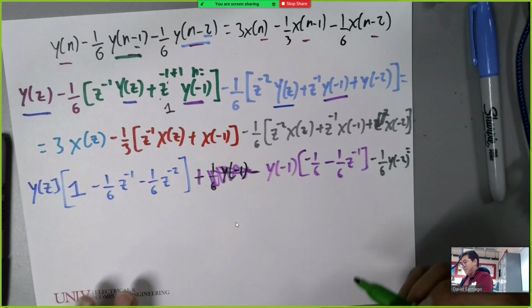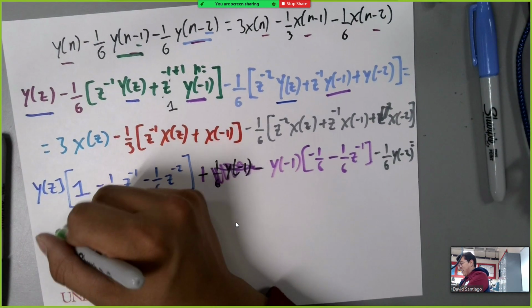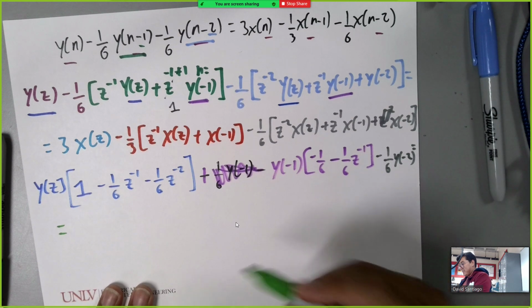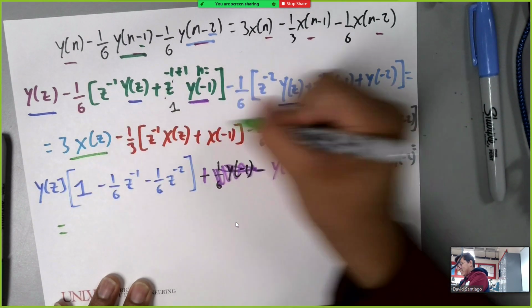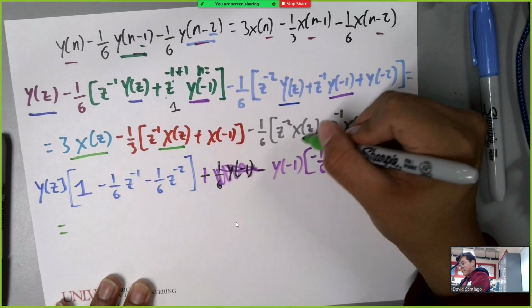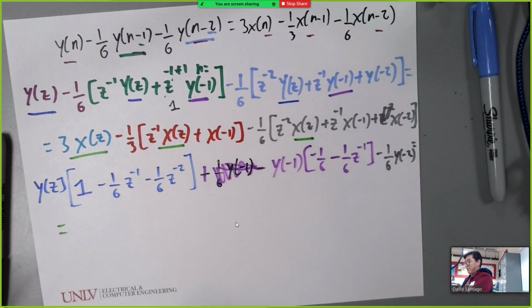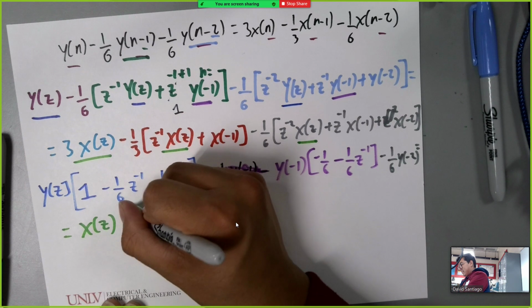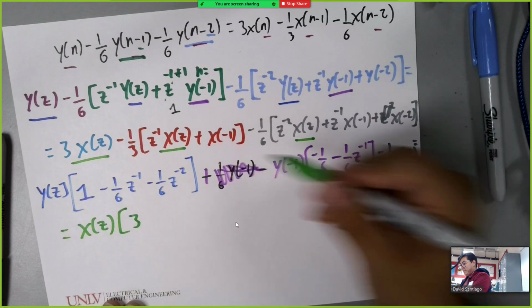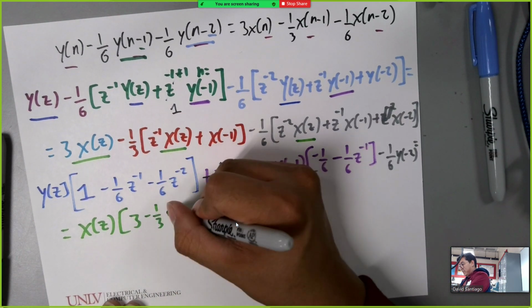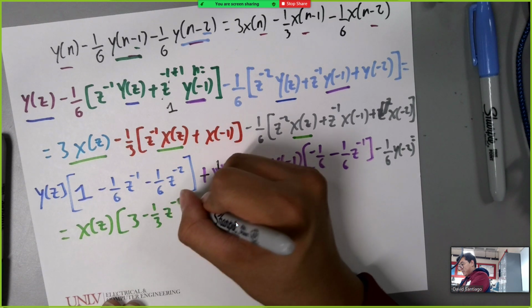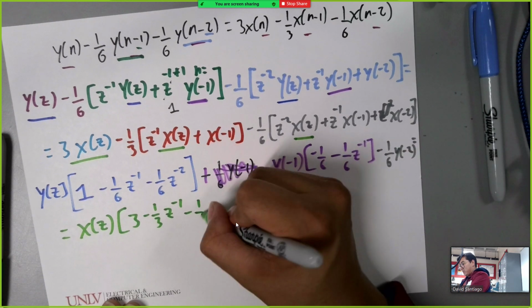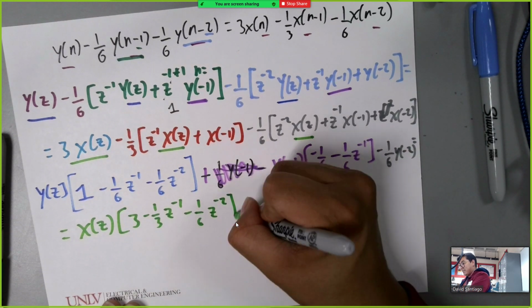And now let's solve for the output, just grouping stuff. So our output has this term, and this term. We're just pulling out all the x of z's. So x of z is going to have a 3 minus 1 over 3, z to the minus 1, minus 1 over 6, z to the minus 2. Cool?